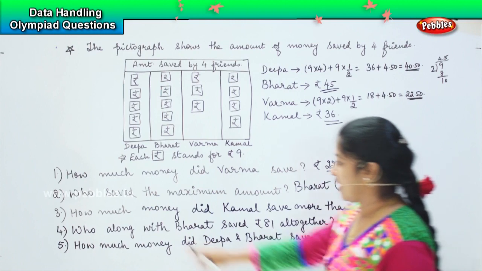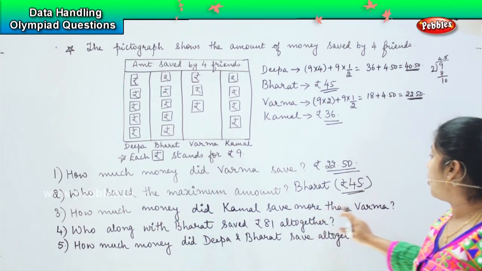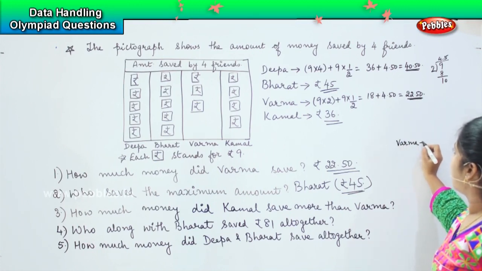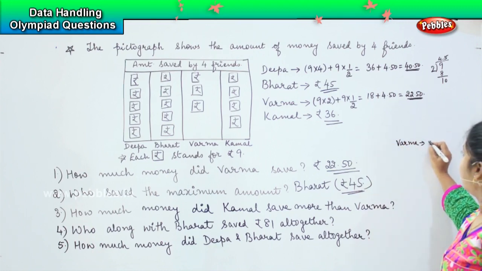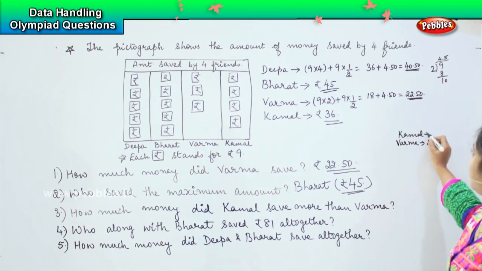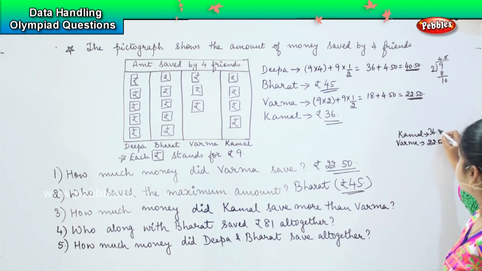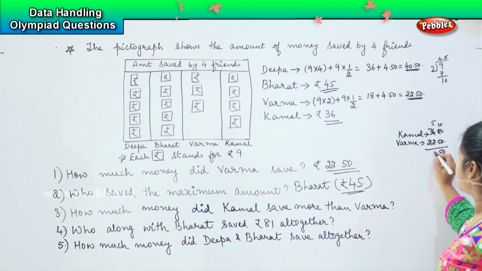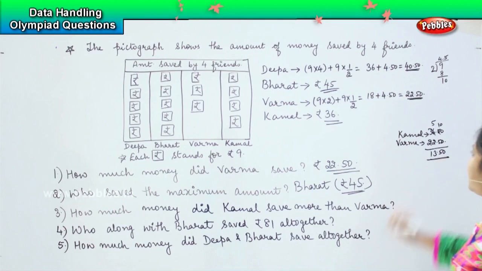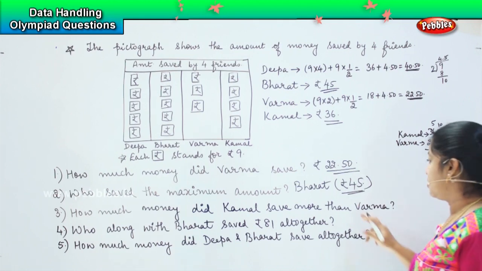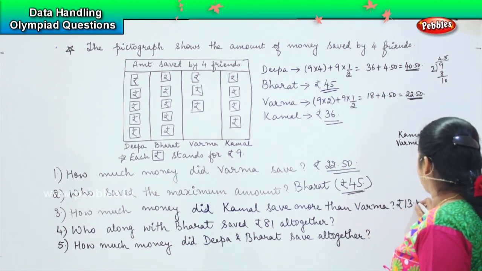Next question. How much money did Kamal save more than Varma? So we know that Varma has got how much amount? 22.50. And how much has Kamal got? Kamal has got 36 rupees. So if we just try to subtract, here it becomes 0. 10 minus 5 is 5. It becomes 5. 5 minus 2, 3 and 3 minus 2, 1. So Kamal has got 13 rupees 50 paise more than Varma. Okay. So my answer will be 13.50.